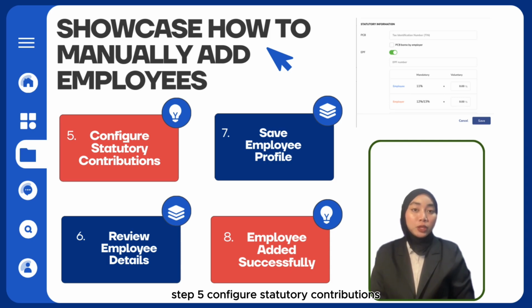Step 5. Configure statutory contributions. In the statutory information section, we set the employee's statutory contributions. This includes enabling or disabling EPF, SOCSO, EIS, and monthly tax deduction (PCB) as applicable. Once set, Payroll Panda automatically applies the statutory rules. Step 6. Review employee details. Before saving, we review all entered information to ensure accuracy and compliance with Malaysian payroll laws.